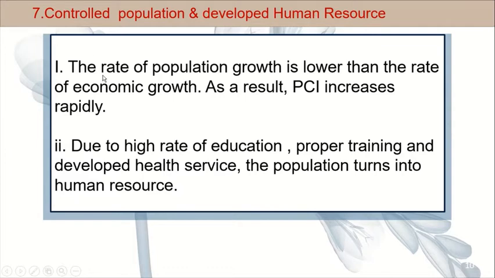Thank you for watching the video. 7 number, controlled population and developed human resource. Here, the rate of population growth is lower than the rate of economic growth. So, as a result, per capita income increases rapidly here. Number 2, due to high rate of education, proper training and developed health service, the population turns into human resources.